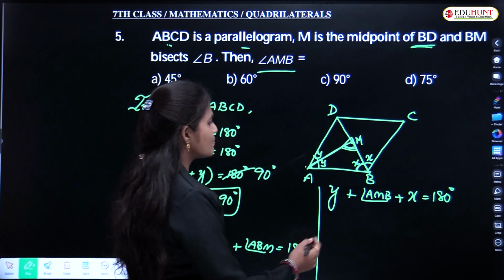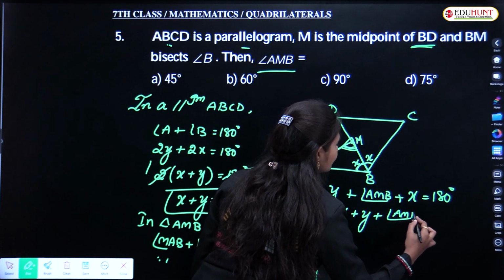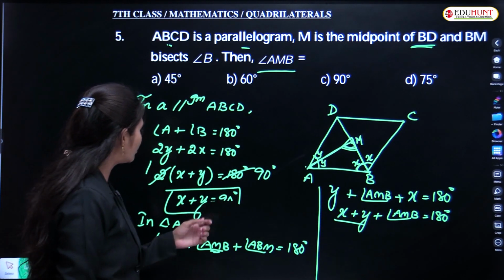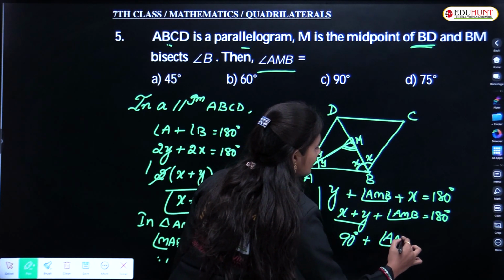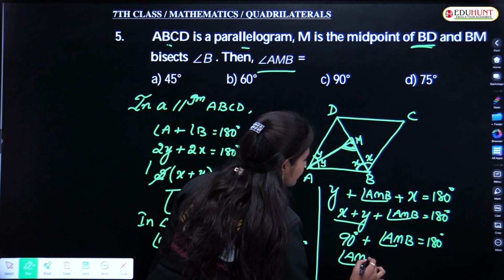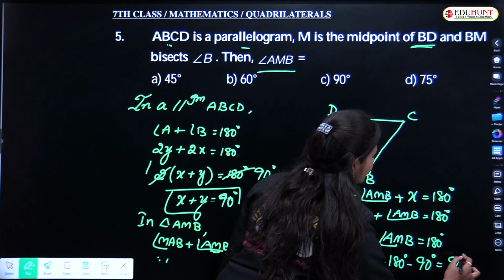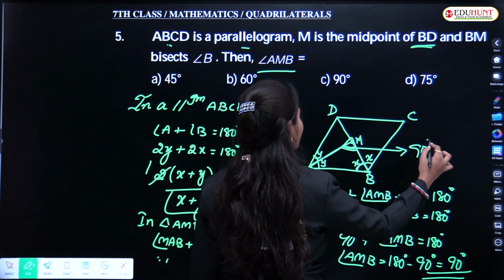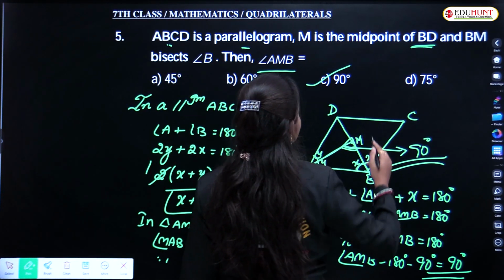Okay children, so from this one we can write y plus x as x plus y plus angle AMB is equal to 180 degrees. So here x plus y value already we got it, that is equal to 90 degrees, no? So 90 degrees plus angle AMB is equal to 180 degrees. So here you know that the answer, that is angle AMB is equal to 180 degrees minus 90 degrees, which is equal to 90 degrees. So angle at M is equal to 90 degrees. So this angle is equal to 90. Okay, so which option is correct here? Yes, option C is correct.